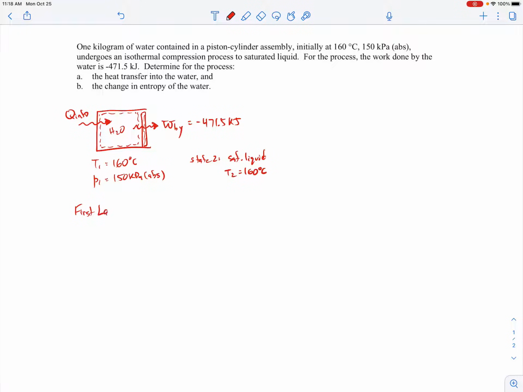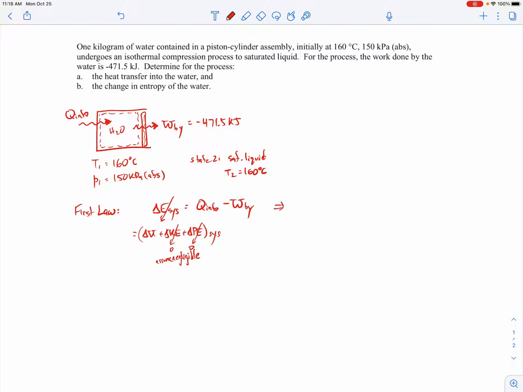So the first law: the change in total energy of the system is equal to the heat going in minus the work done by the system. The change in total energy is going to be the change in internal energy plus the change in kinetic energy plus the change in potential energy of our system. We're going to assume that the change in kinetic and potential energies are negligible. The piston, I've drawn it here being horizontal, so there wouldn't be a change in potential energy, and we're assuming it's moving quasi-statically, so the velocities aren't appreciable either.